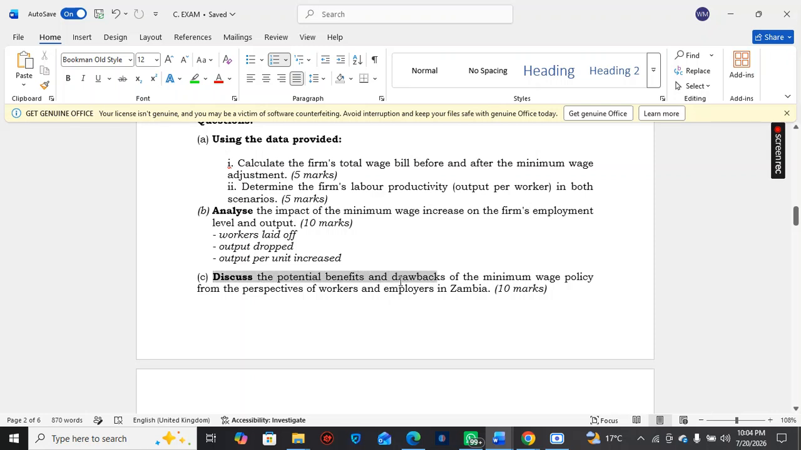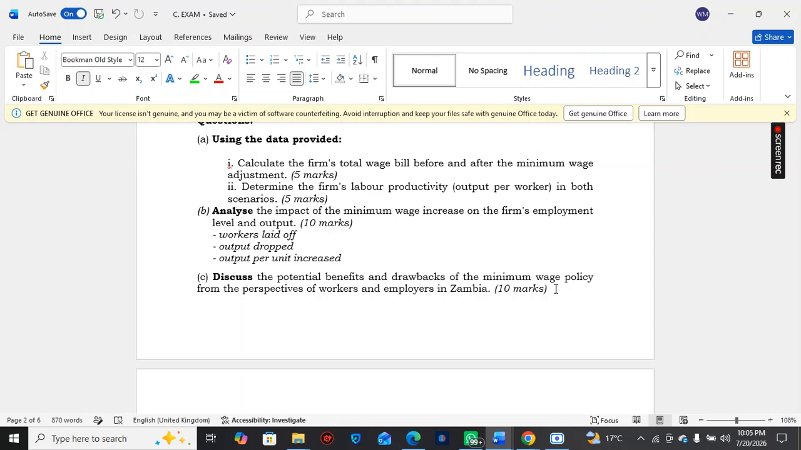Discuss the potential benefits and drawbacks of the minimum wage policy from the perspectives of workers and employers. So we're going to look at the advantages and disadvantages from the employer side and the worker side. So we start from the workers side. The main advantage the workers have is their salaries increased. That is the main advantage.